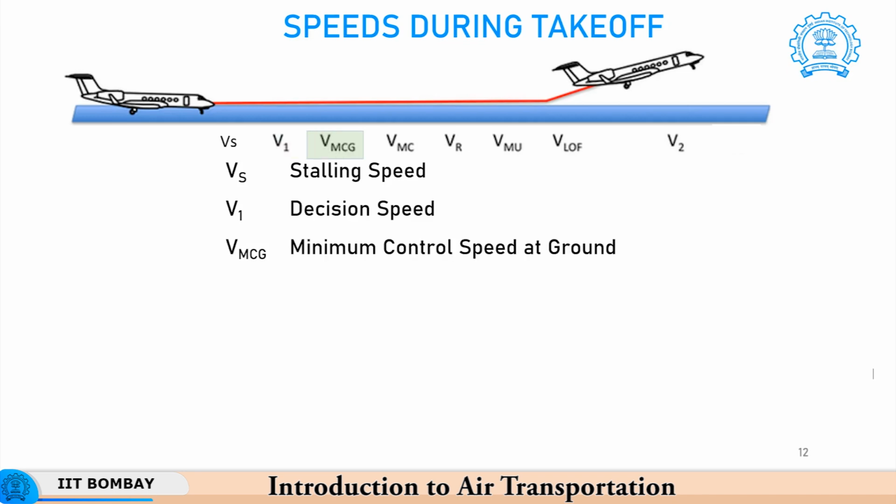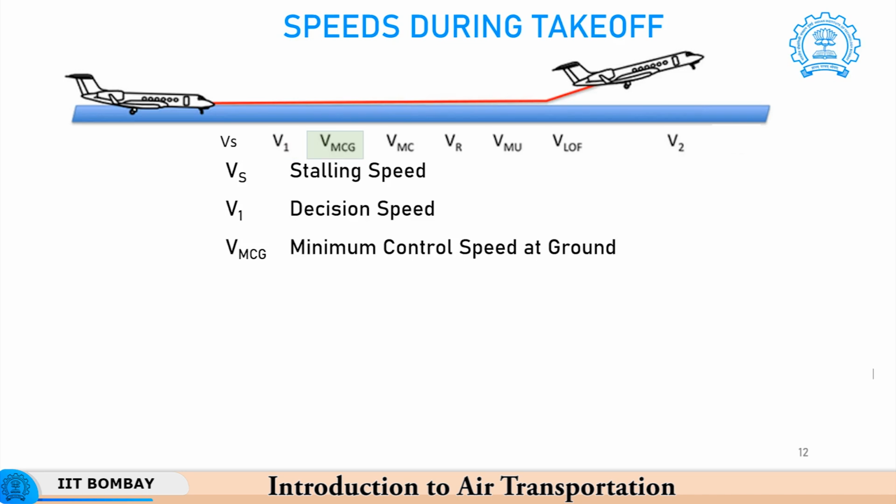Then we have the speed called VMCG, which stands for minimum control speed at ground. Do not confuse it with the previous slide, which was for some other aircraft type. This is for another aircraft type, but it is basically the same thing: the minimum speed at which the aircraft can be controlled when on ground.